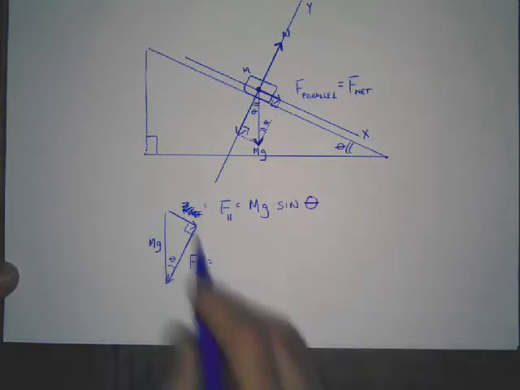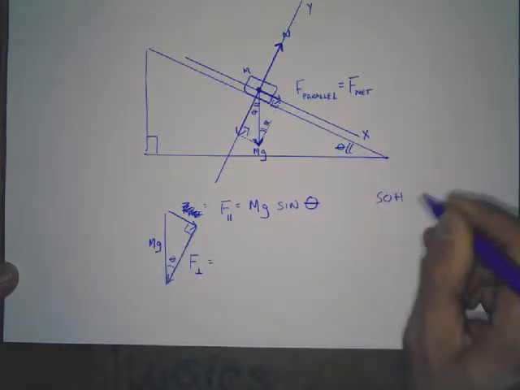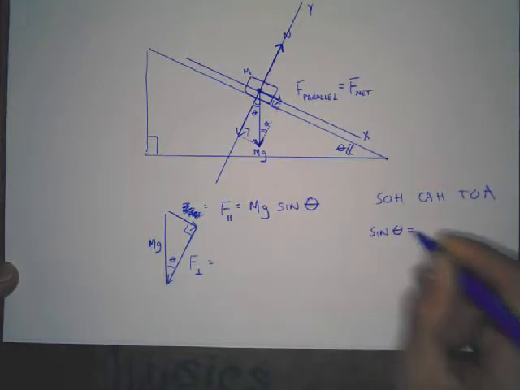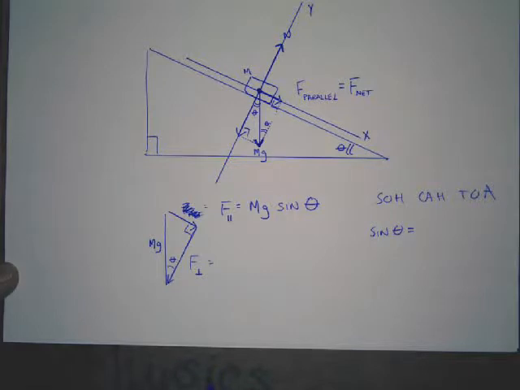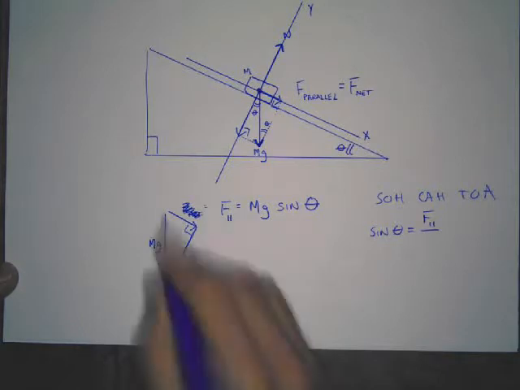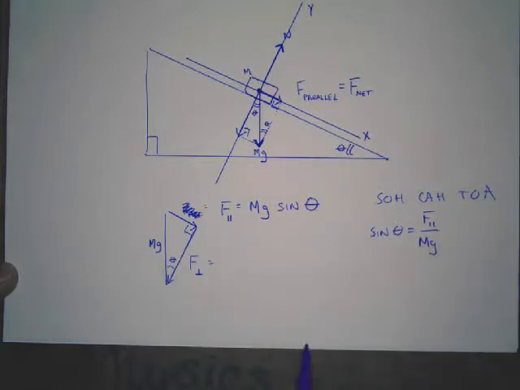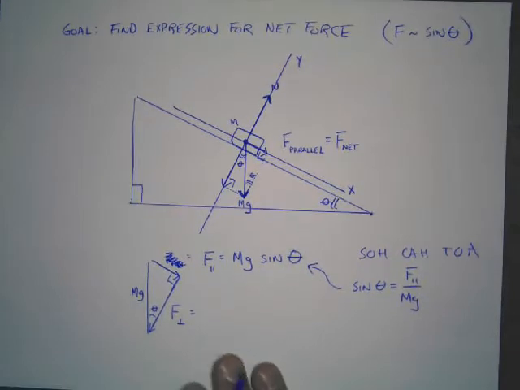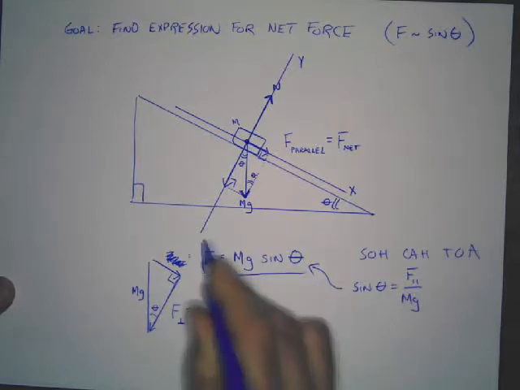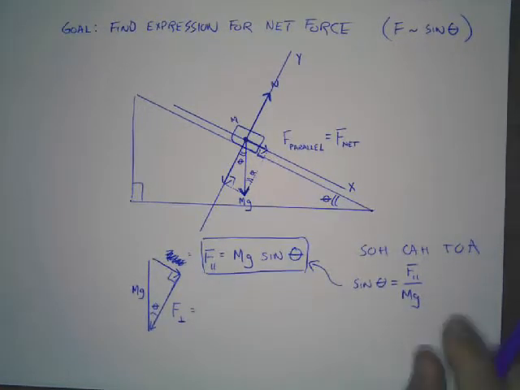Okay, why is that? That's because of SOHCAHTOA. You have a right triangle. Sine theta is the opposite over the hypotenuse. The opposite in this triangle is F parallel. The hypotenuse is mg. So if you rearrange that, that gives you the parallel force. And by the way, that was our goal. We've just shown that the parallel force is given by mg times the sine of theta.